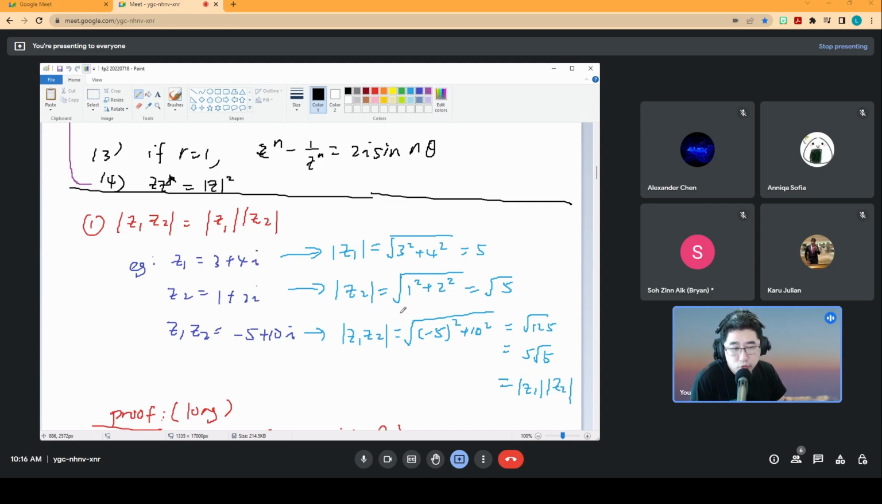Of course, during the exam, it's not going to be a simple case like this. Most probably they are all in the form of algebra, with no numbers, all A, B, C, D. So you are expected to know how to do your algebra work properly.